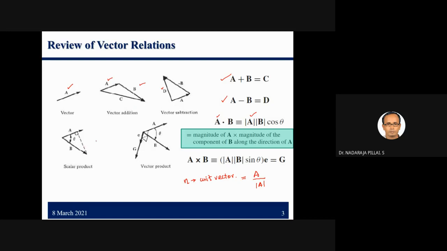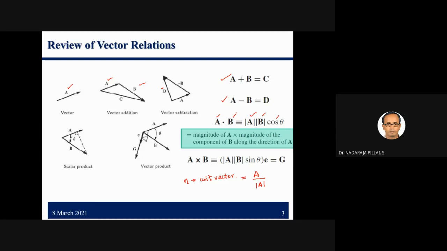Now the scalar product. A is a vector and B is another vector. A dot B is represented by the modulus of A times the modulus of B times cos theta, which means the magnitude of A into the magnitude of B, along the direction of A. So the dot product, or scalar product, is A dot B equals modulus of A and modulus of B cos theta.